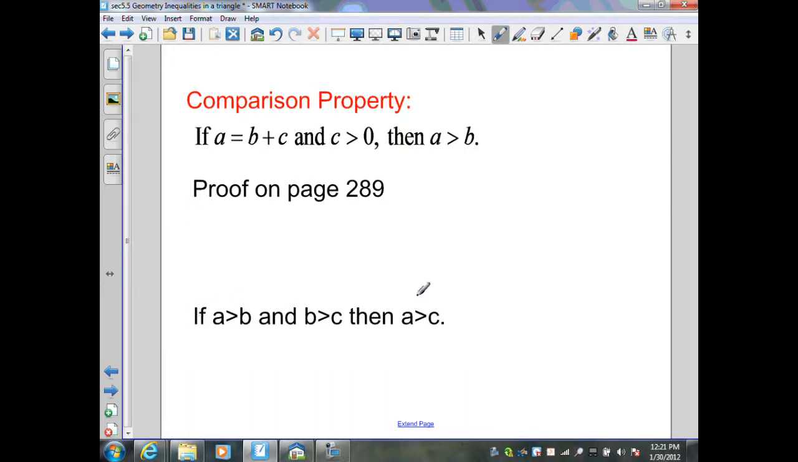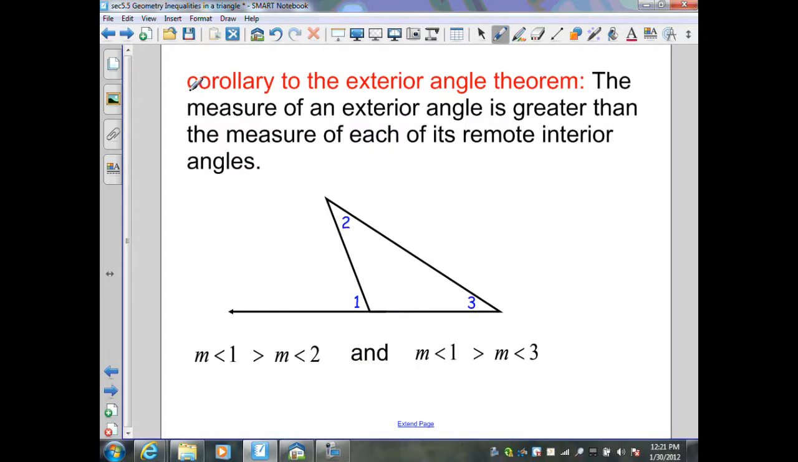Also, if we take a look at a comparison property in relation to the transitive property, it can be stated that if A is greater than B and B is greater than C, then A must be greater than C. Our first corollary is to the exterior angle theorem. The measure of an exterior angle is greater than the measure of each of its remote interior angles.